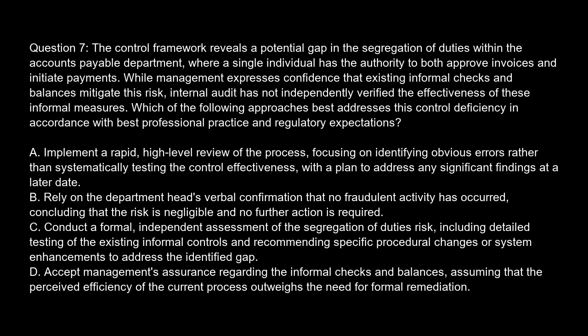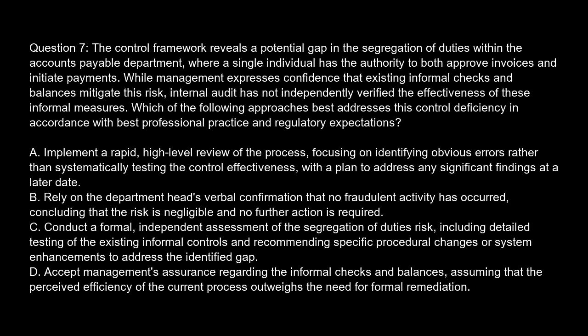Option A. Implement a rapid, high-level review of the process, focusing on identifying obvious errors rather than systematically testing the control effectiveness, with a plan to address any significant findings at a later date. Option B. Rely on the department head's verbal confirmation that no fraudulent activity has occurred, concluding that the risk is negligible and no further action is required.